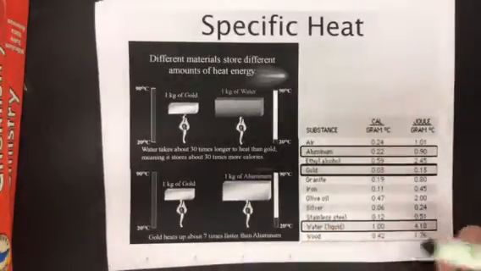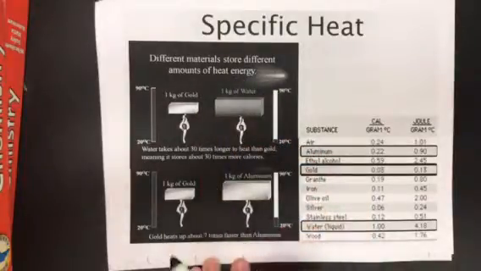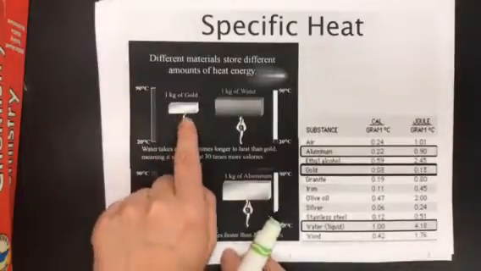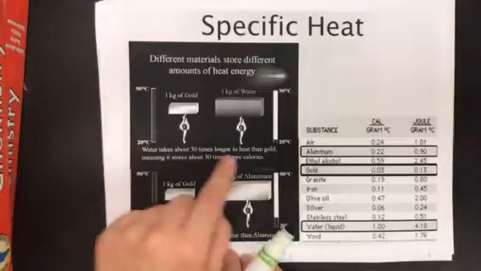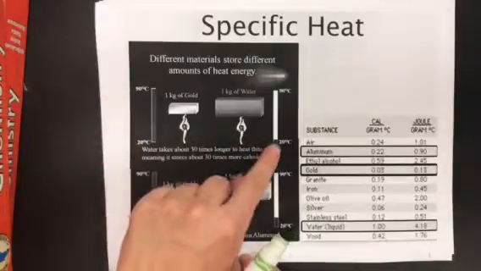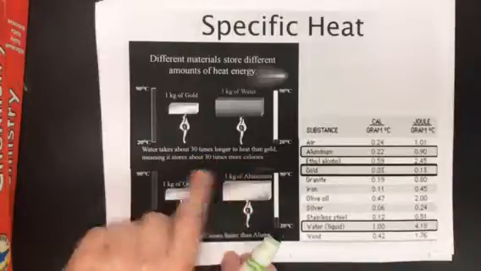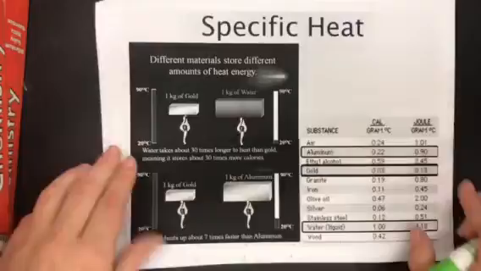This is showing you the same thing I just talked about. Different materials store different amounts of heat energy. So this is showing you the difference between gold and water. Gold will warm up super quick with the same amount of heat, and then water would only go a little bit up. So water takes 30 times longer to heat than gold, meaning it stores about 30 times more calories.